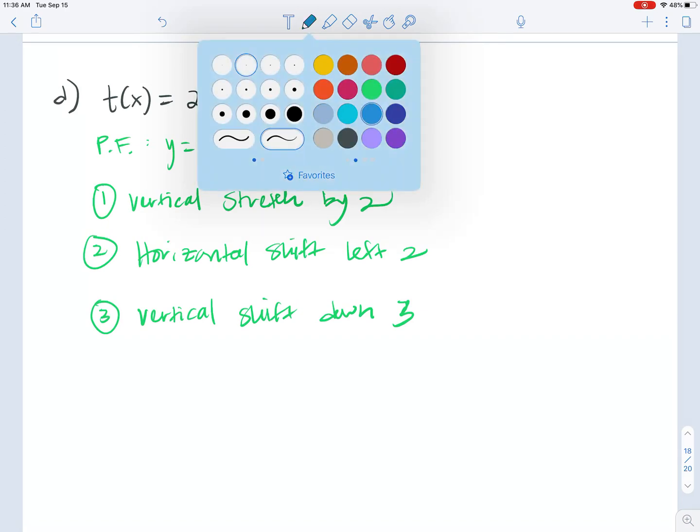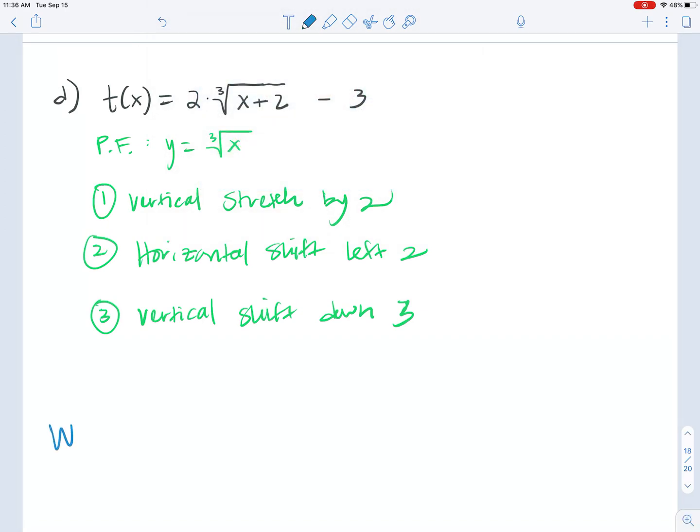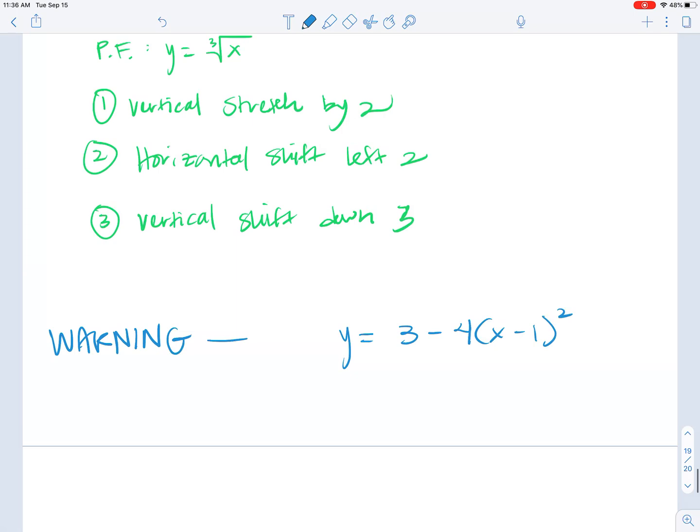So my warning is just beware of a vertical shift, which sometimes you'll see. Watch out: if you see a vertical shift written first, like let's say you had y equals 3 minus 4 times x minus 1 squared, I would rewrite that, before you list or think about what translations and transformations are happening, as negative 4 times x minus 1 squared plus 3.